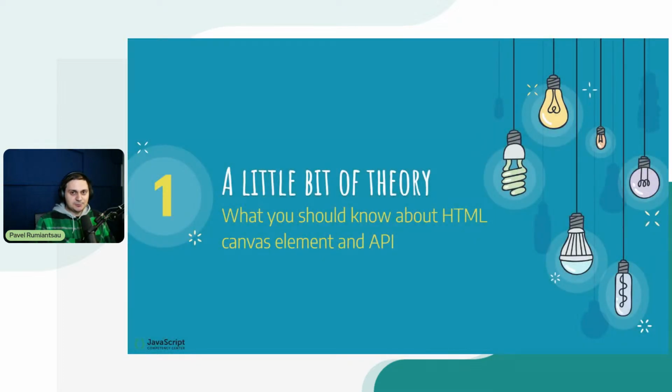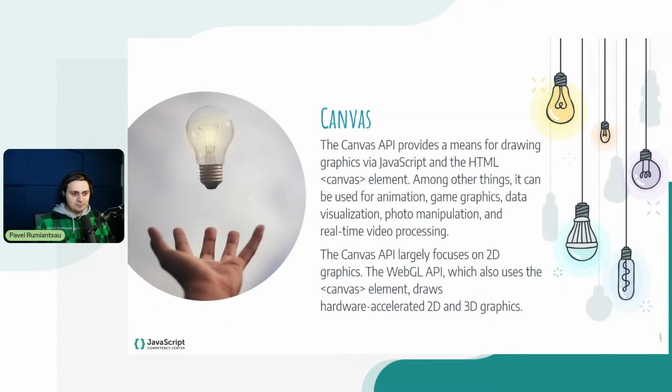To start with, we probably need to mention the main theory: what is a canvas, what we are going to talk about. So the first one, what is a canvas? Canvas is a combination of an HTML element and its connected API. If you want to introduce canvas to your application, you just need to add an HTML tag, and then you need to connect to it.